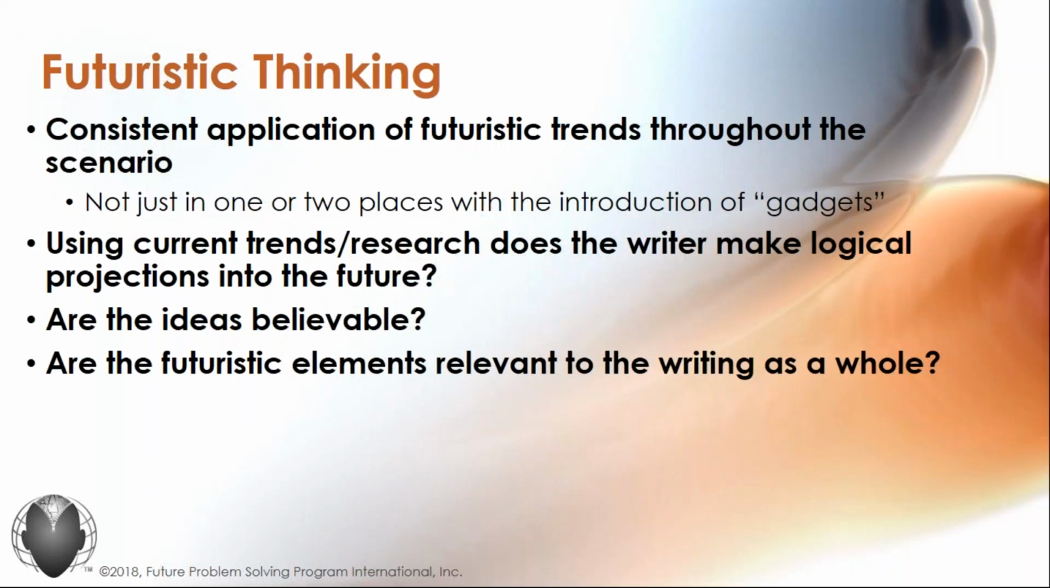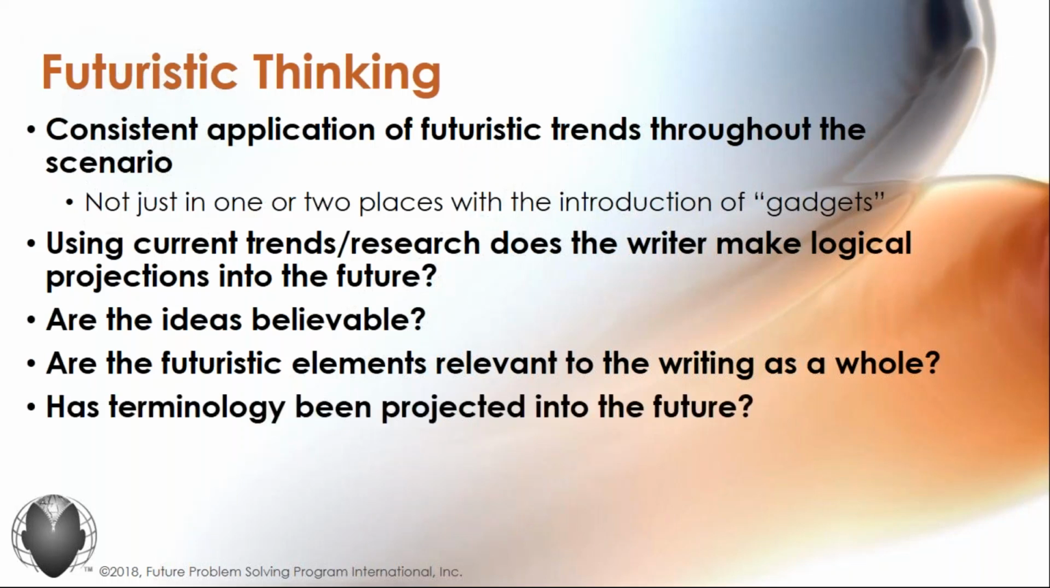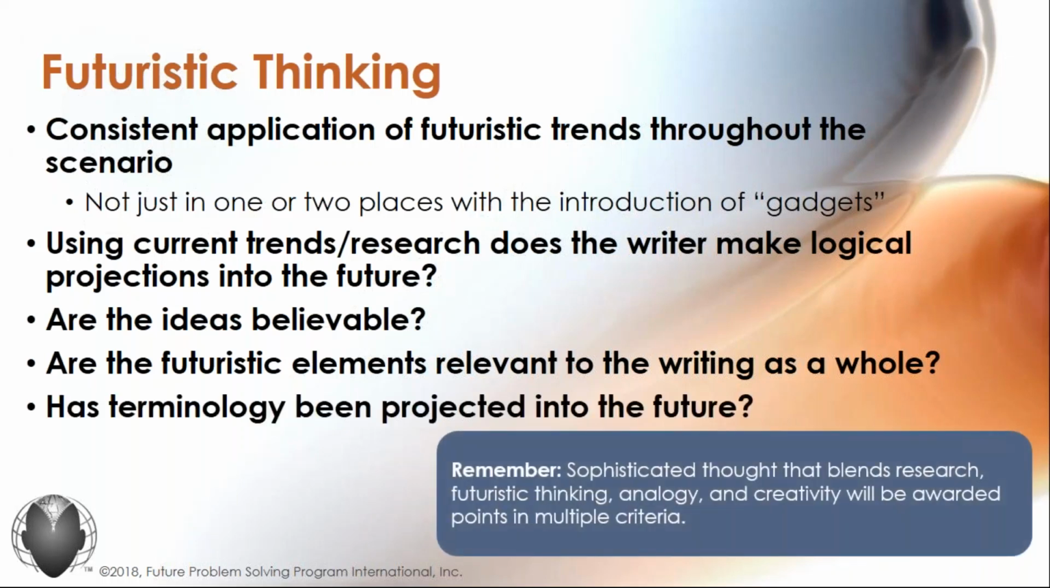And I like to think of this as it's almost hard to pick out the futuristic trends because they're interwoven into the story and make the entire piece futuristic. So you're not really able to pick them out. And are they looking at terminology that can be used, the vocabulary aspects in their writing?